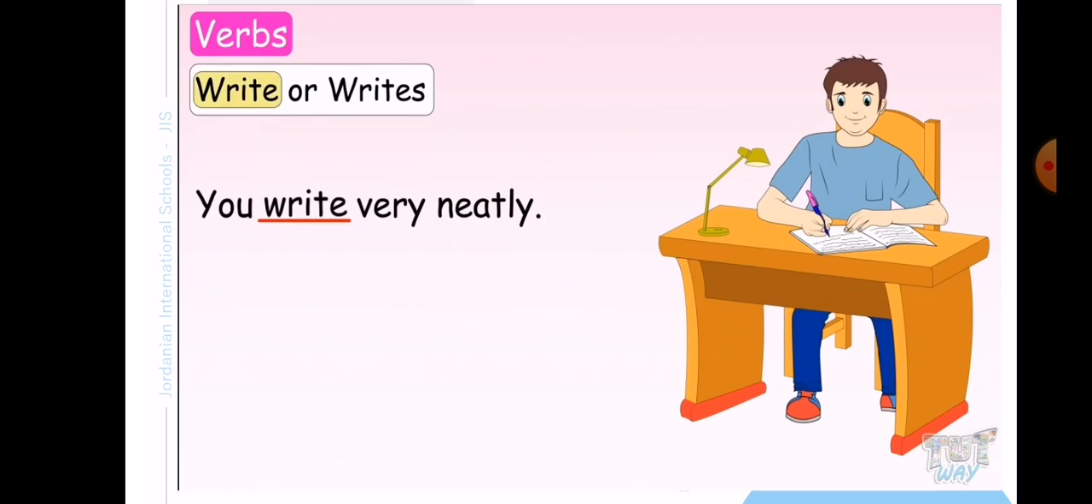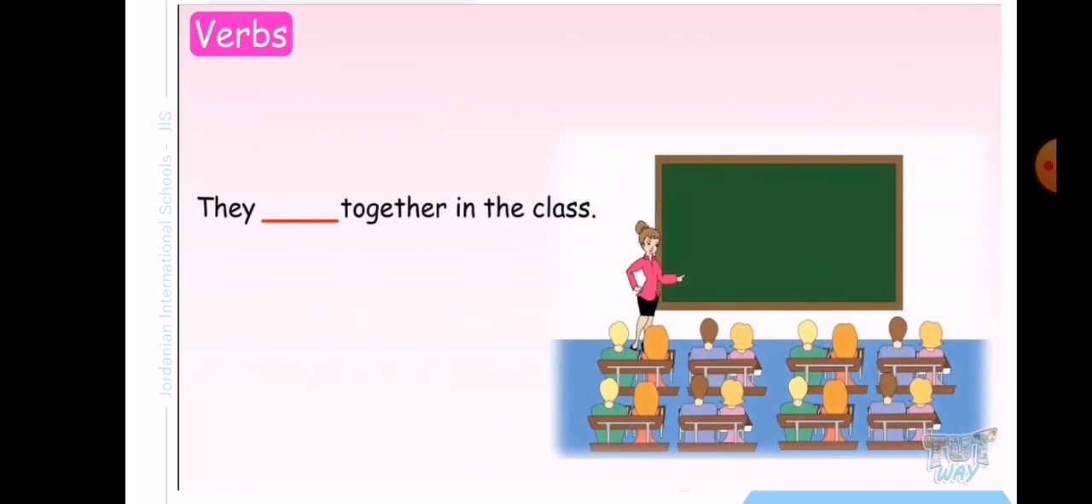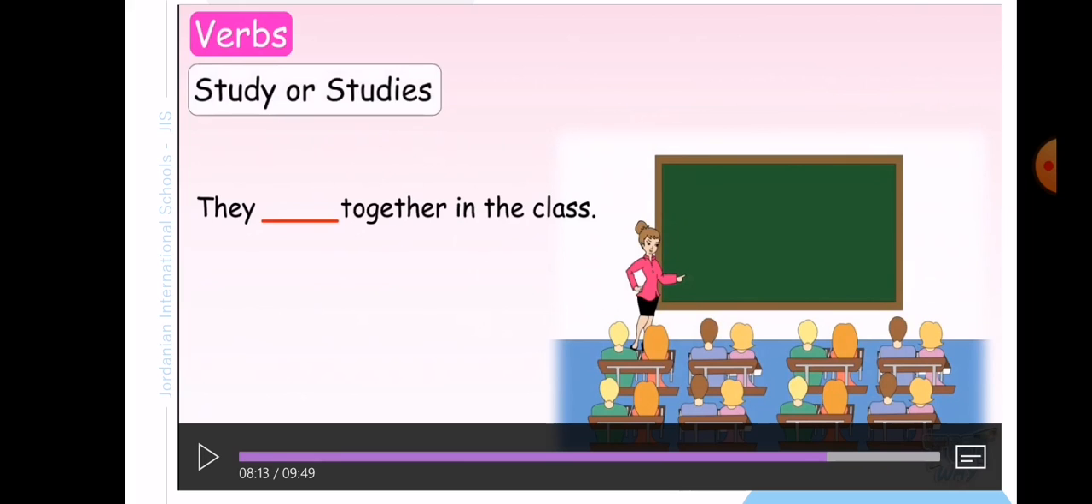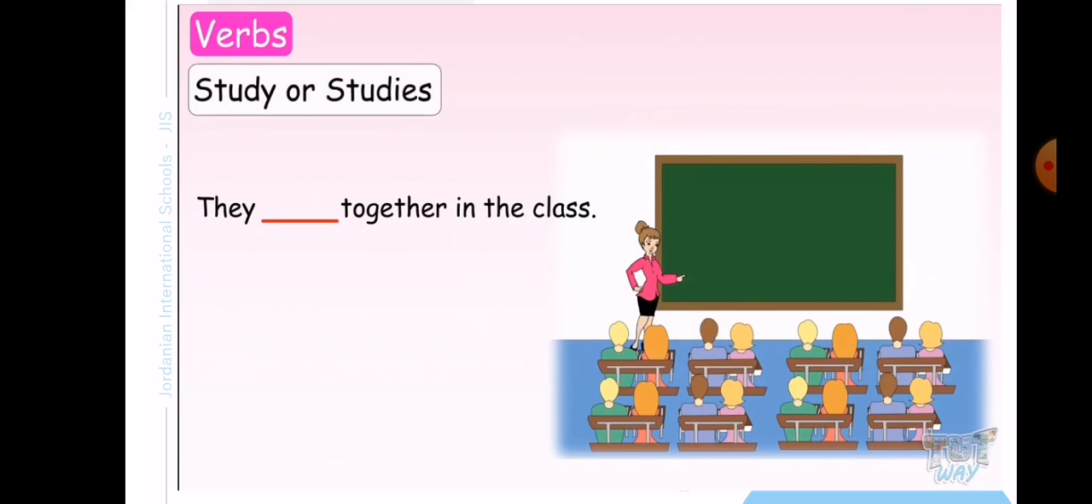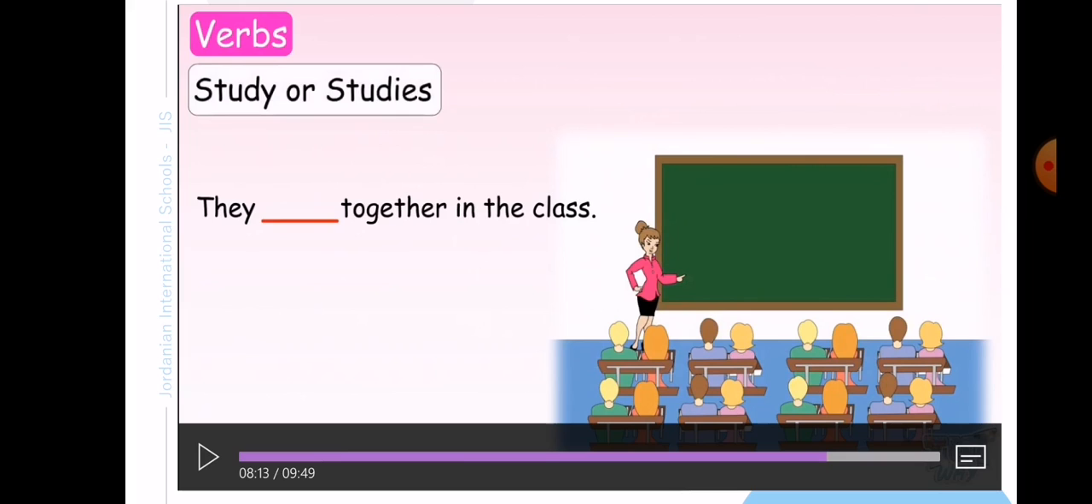You write very neatly. So we have another blank, and we have to fill in the right form of the verb. Study or studies. Okay. I want you to try to answer this one. They dash together in the class. They study or they studies. Remember the rule. If the subject is singular, we add s. If the subject is plural, we don't add s. What do you think is the correct answer, teacher? Let's see. Are you right or wrong?